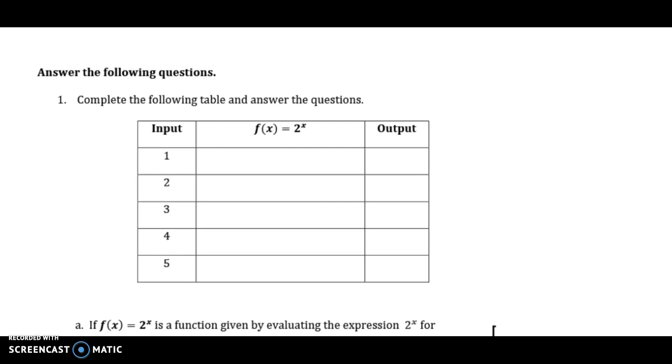So this first part, we're filling out the table and completing and answering the questions. So to fill out the table, what you need to do is show how you would plug into this function every time. So like my input of 1 says anywhere I see an x, I need to replace it with a 1. So I'd have f of 1 equals 2 to the first power. And I need to go figure out what that is. So I could go to my calculator and, each time using whatever follows the equal sign, plug in my x and go get my answer.